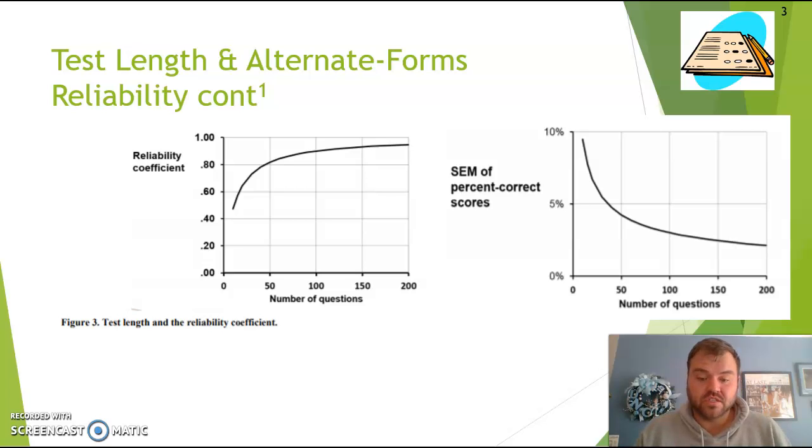So this is just a chart that shows all of that. The reliability coefficient to the number of questions is on the left, and as you can see, it starts to flatten out at about the 150 range, as does the SEM of percent correct scores to the number of questions. Again, you start to see it flatten out at about 150 or so.